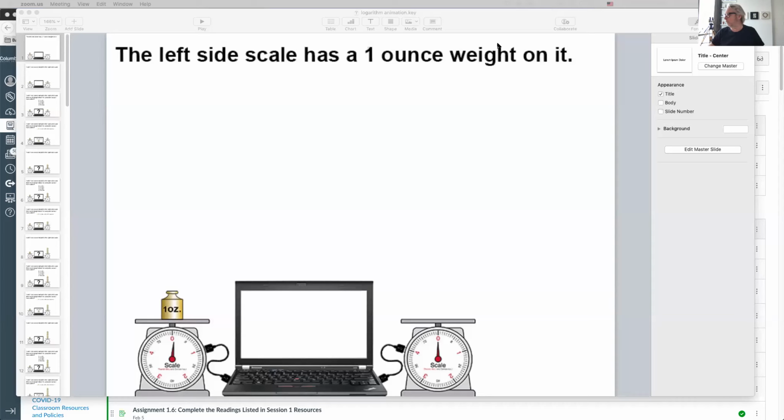All right, now you should be looking at the presentation. There's a sort of a laptop computer with two scales on either side of it, right and left. Can everybody see that part? Anybody not see that part?